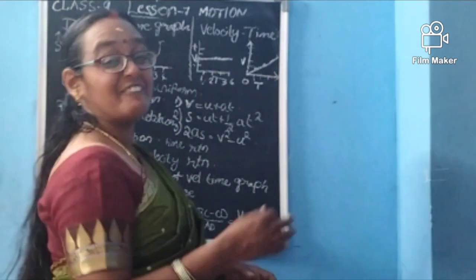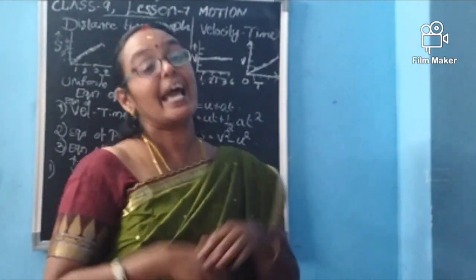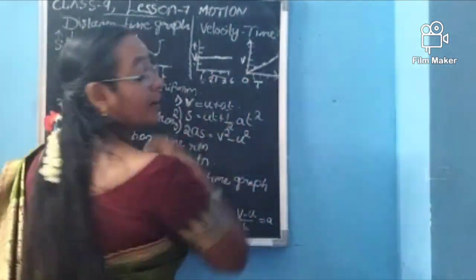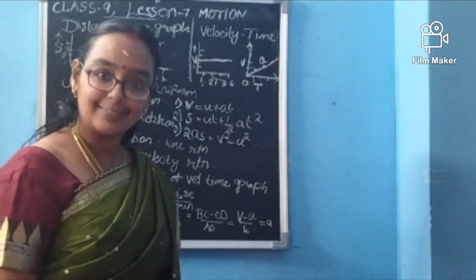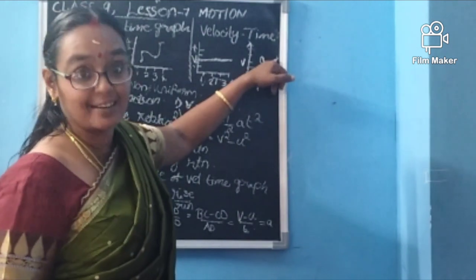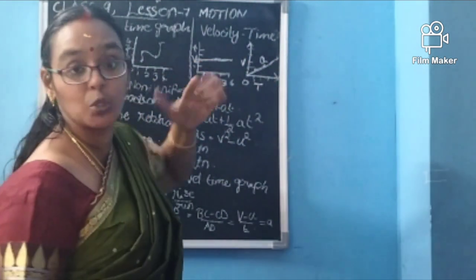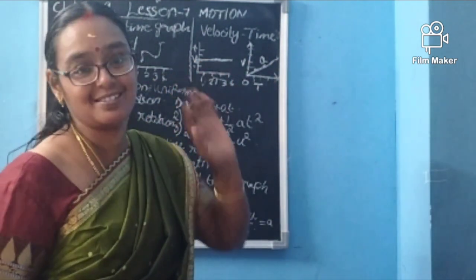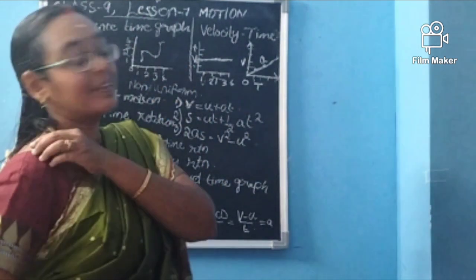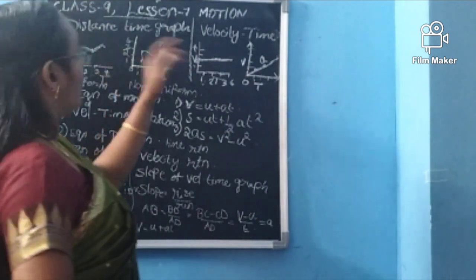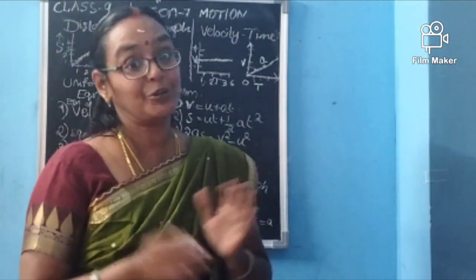Okay. When velocity changes, what happens? Acceleration comes. So what is the slope? Slope is acceleration. Slope shows acceleration is there. Here the slope shows there is no acceleration. Understood? Okay. So these are the graphs. I think it is easy for you to understand.